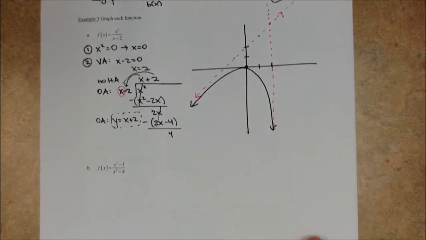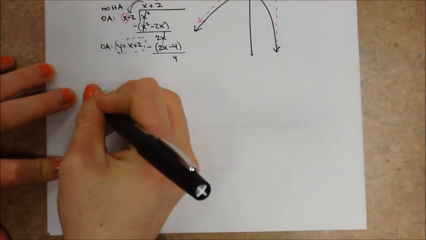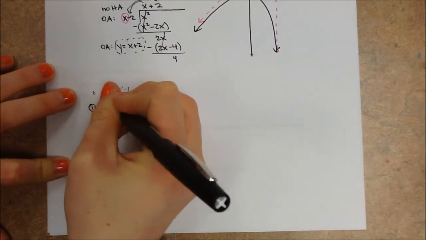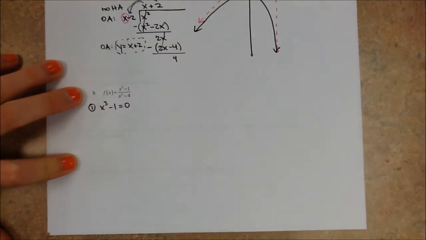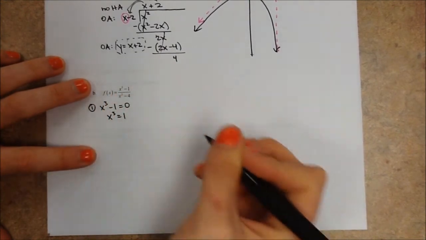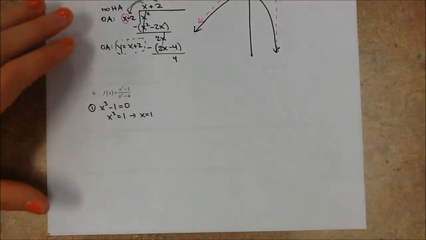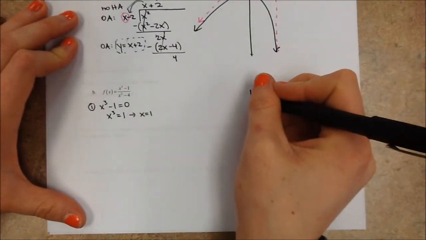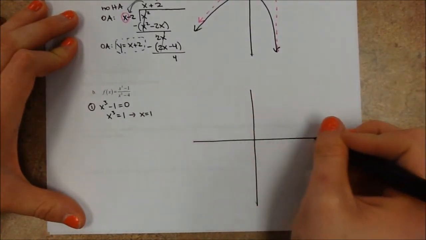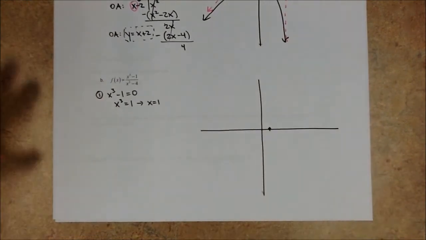All right, next one. First step, we are going to set our numerator equal to 0 to get our x-intercepts. So I can add 1 to both sides, and I get x cubed equals 1, and then take the cube root of both sides, and I just get 1. Okay, so 1 right there.